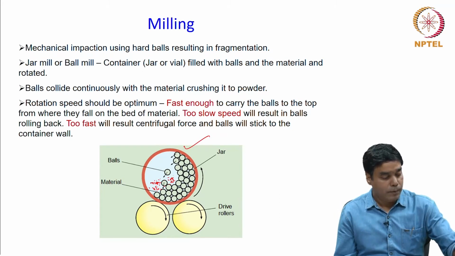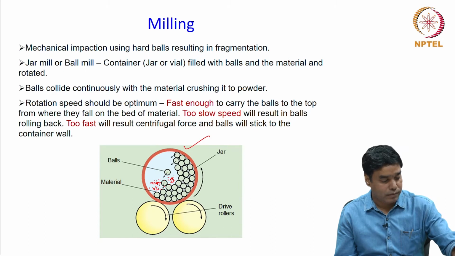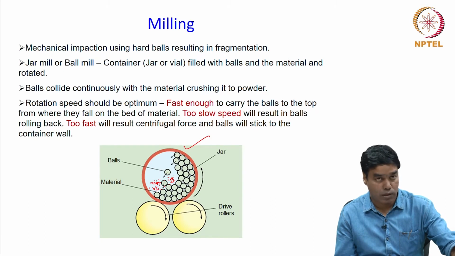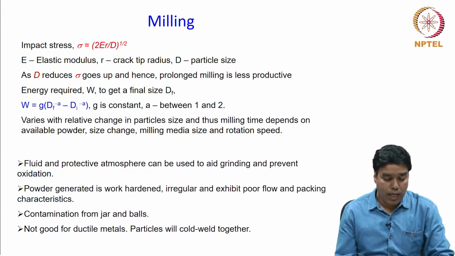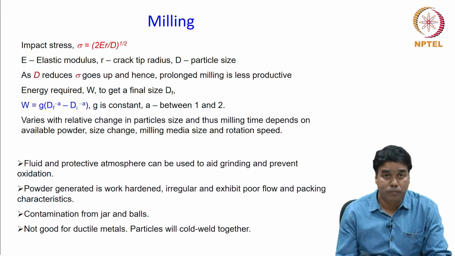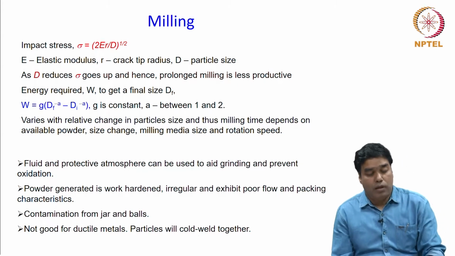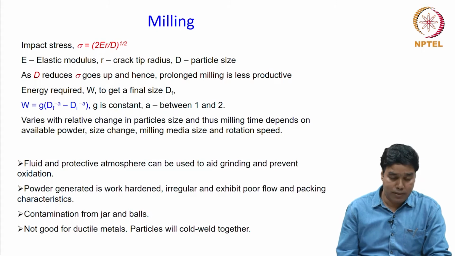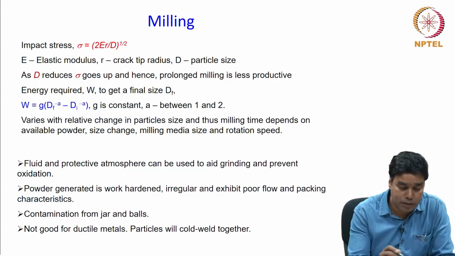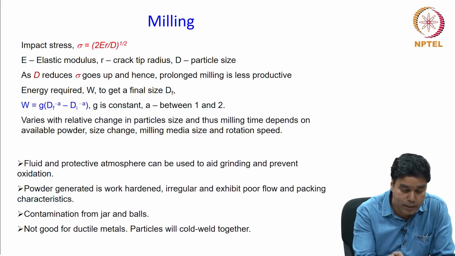So, this is one type of mechanical action which can be used to make metal powders, and as far as the process parameters go, you can see here the impact stress is given by this particular equation over here. Okay.